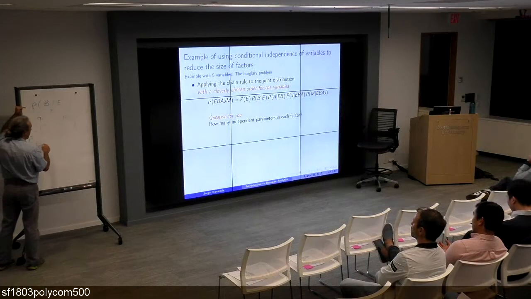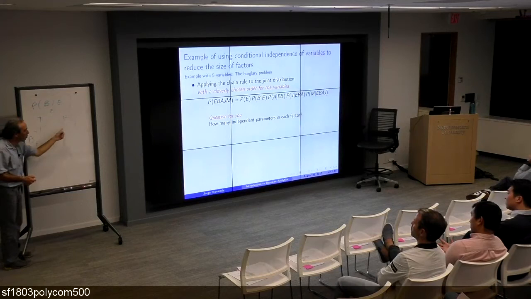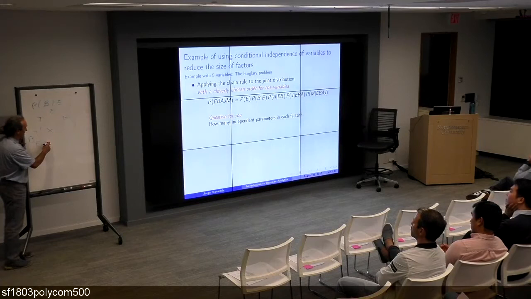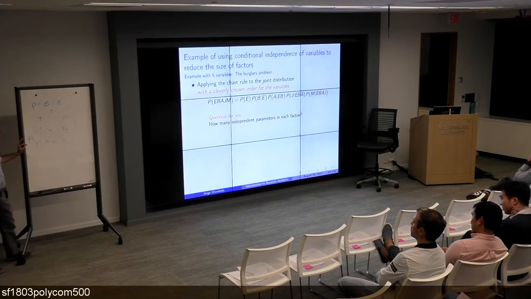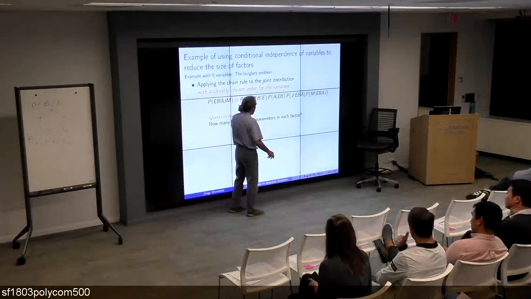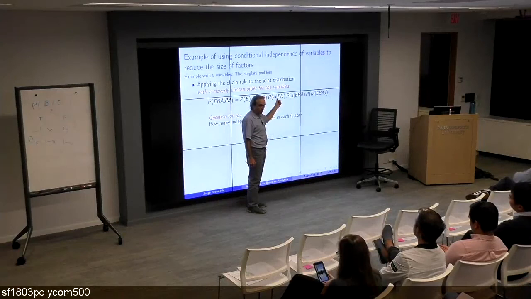But how many independent parameters do I need to put in here? If I put X here, what do I put here? And what do I put here? Is this clear to everybody? So basically, here I have one parameter, which I need to estimate from my data set, the historical alarm system. Here I have two. How many do I have here?